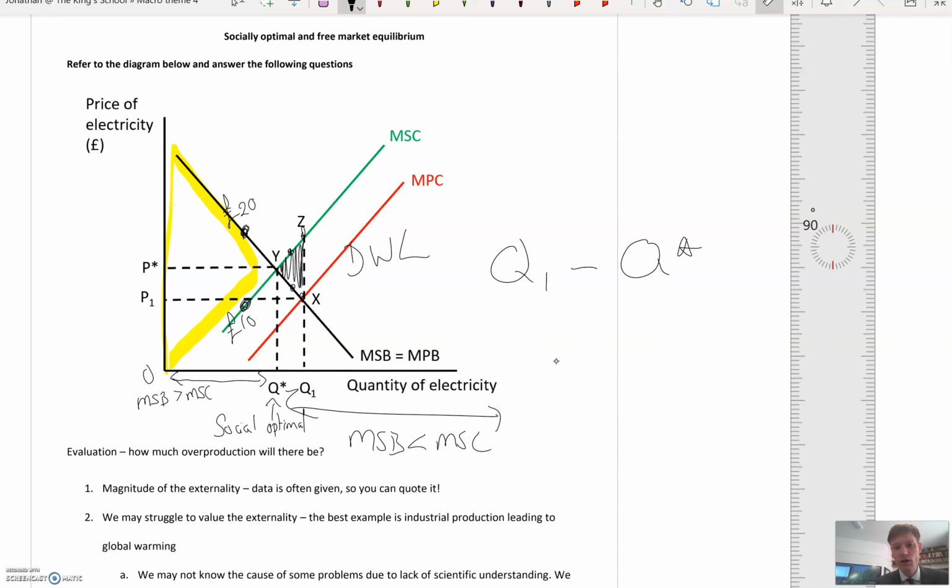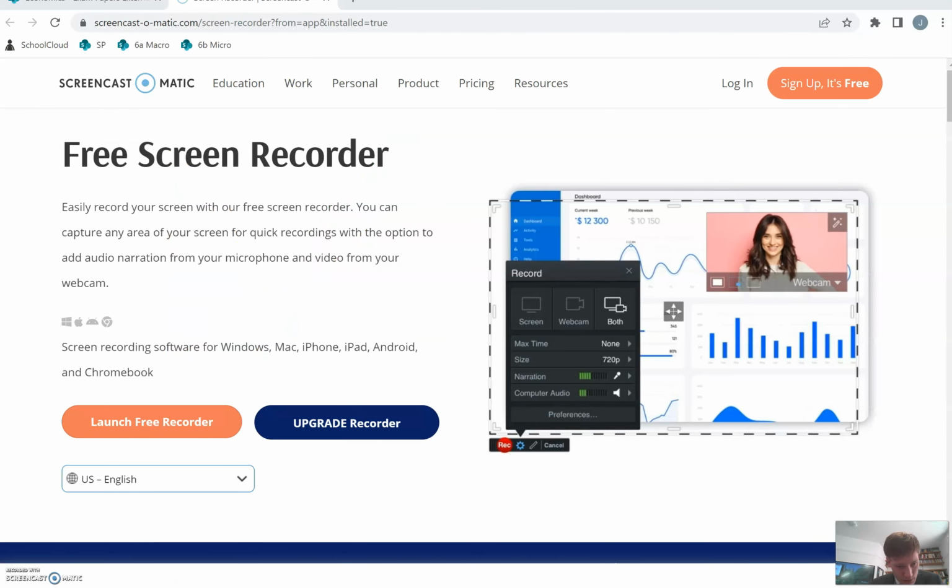And therefore we can say that at any point, we've got some overproduction of Q1 minus Q star. Q1 is going to be what the free market equilibrium would be, or put it another way, if we had a selfish, self-interested firm who, of course, doesn't think about the negative externality, doesn't think about the third party, and therefore they overproduce the good from society's point of view. They should therefore maybe be taxed, or there should be some sort of intervention to stop that. Okay.